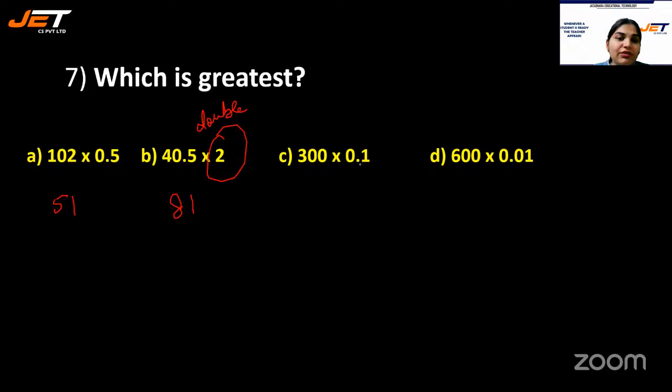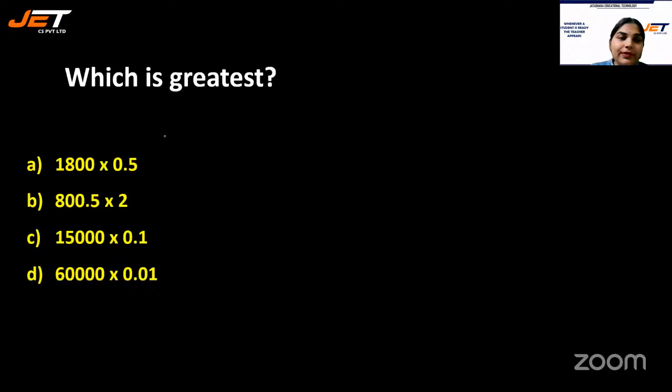Okay, 300 times 0.1. It's 30. Next, 600 times 0.01. There are two decimal places: 1, 2, putting a decimal. 6 is the answer. So, which is the greatest of all? It's B. Option B, 40.5 times 2. Now, which is the greatest?